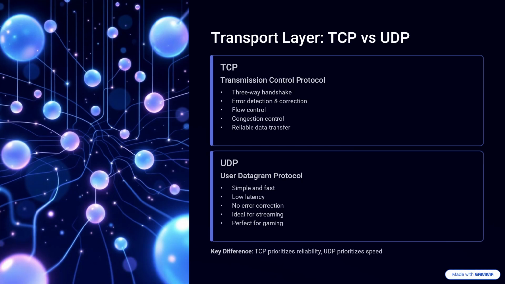Coming to the transport layer, we have two protocols, TCP and UDP. TCP stands for Transmission Control Protocol. It is highly reliable. It uses a three-way handshake, ensuring error correction and guarantees data delivery in order.